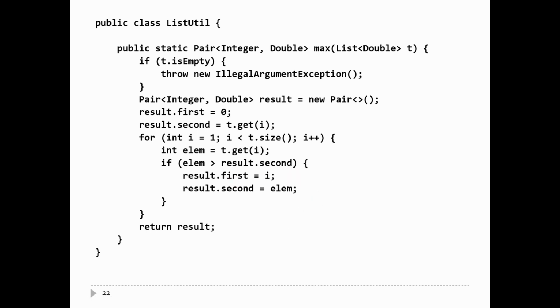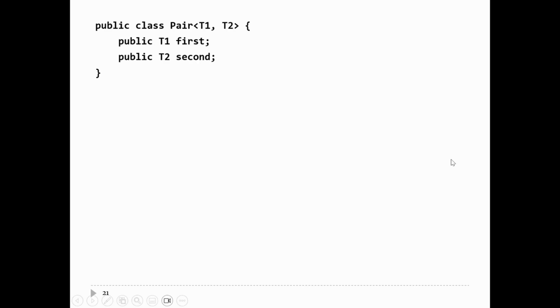When you're done searching the list, you've got the maximum element, so now you can return the result. The caller will get back a pair object. To get the index, they just write result.first. To get the maximum value, they just write result.second. And so that's a little example of a generic class. It's exactly the same as a regular class, except it has the angled brackets and the type parameters. Instead of using actual type names, you use the generic parameters as your types when appropriate.